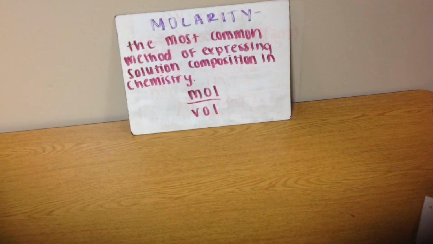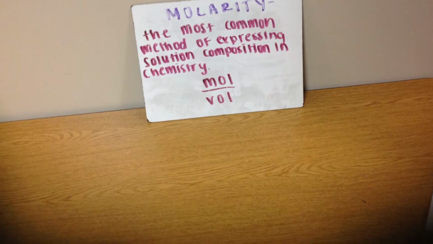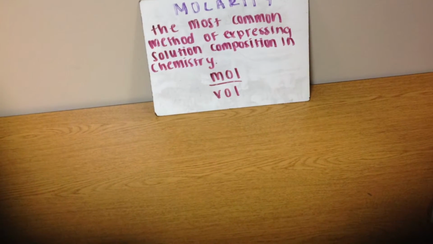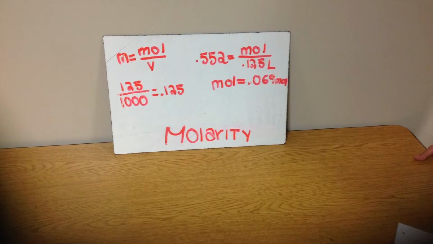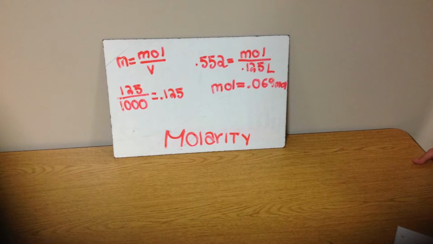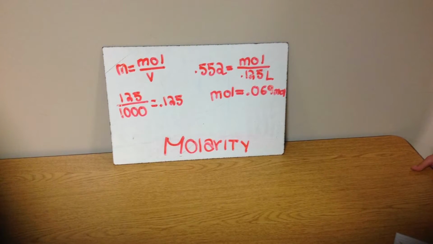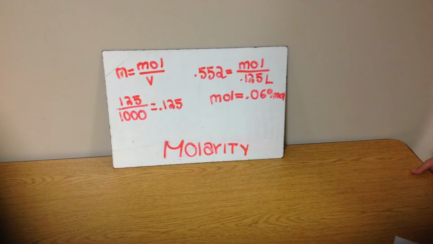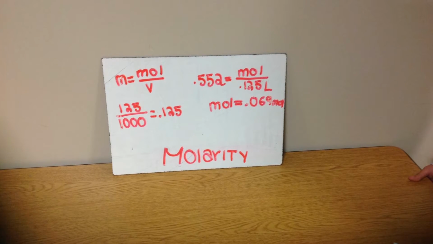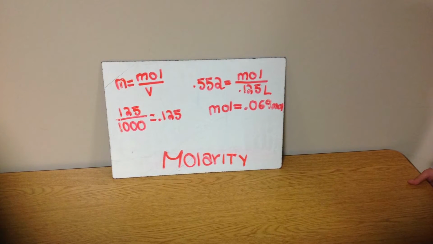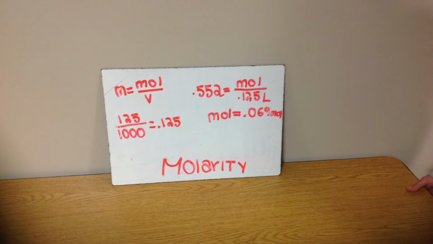increase. Molarity is the most common method of expressing solution composition in chemistry, and the equation is moles over volume. Molarity equals moles over volume, and then you have 125 liters equals 0.125, and then you have 0.552 moles over 1 liter equals moles over 0.125 liters equals 0.069 moles.